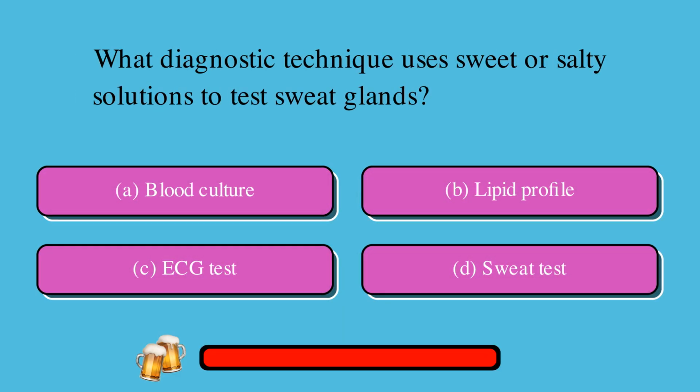What diagnostic technique uses sweet or salty solutions to test sweat glands? A. Blood culture, or B. Lipid profile, or C. ECG test, or D. Sweat test. The correct answer is D. Sweat test.